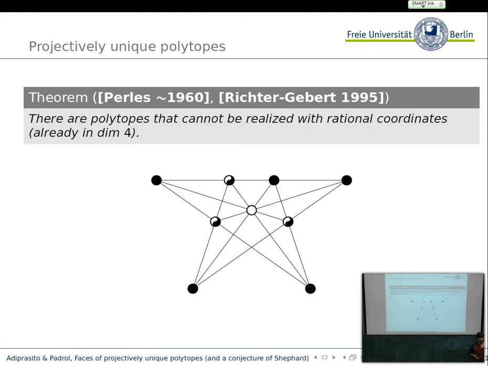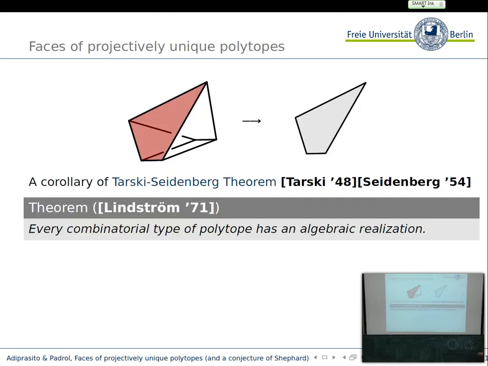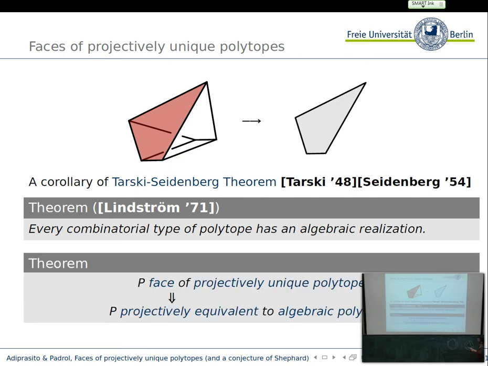How bad can this be? So what can this get? And the answer, by the Tarski-Seidenberg theorem, is that at least every polytope has one realization with algebraic coordinates. OK, so now we have a projectively unique polytope that has essentially only one realization. And we have that every polytope has one realization with algebraic coordinates. Well, our projectively unique polytope must be projectively equivalent to this realization with algebraic coordinates, and therefore all its facets or its faces too. So we know that every face of a projectively unique polytope is projectively equivalent to an algebraic polytope. So a polytope with all the vertices with algebraic coordinates.